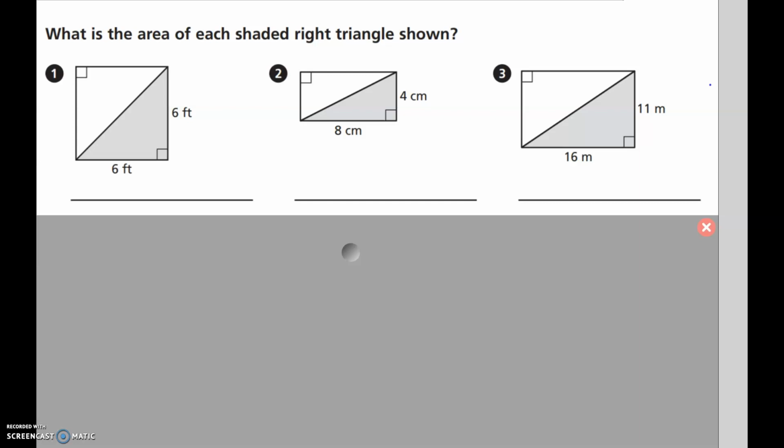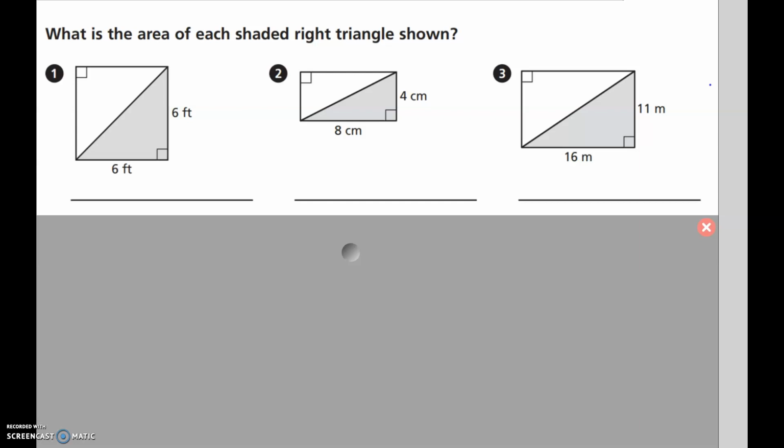Hi, fifth graders. Welcome to the second day lesson on finding the area of a right triangle. It's Unit 8, Lesson 18, but the page that I have in front of me is not from your textbook, so don't go looking for that. I'm just going to do a little bit of a review.